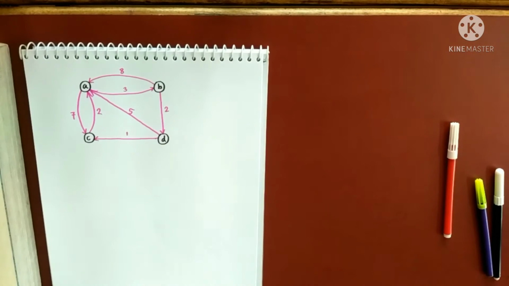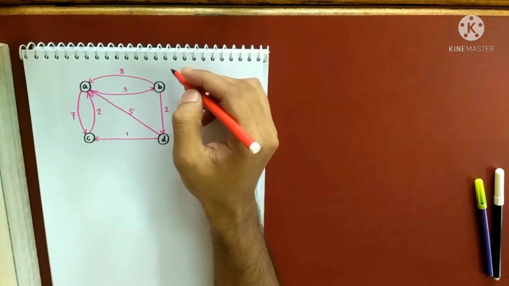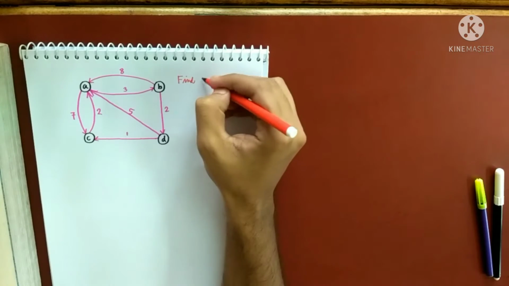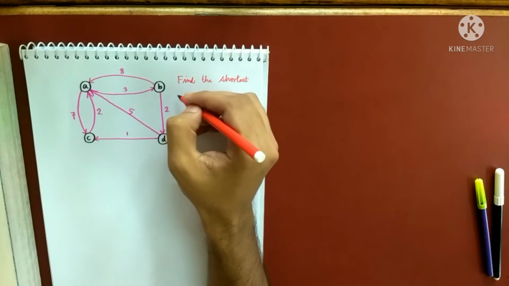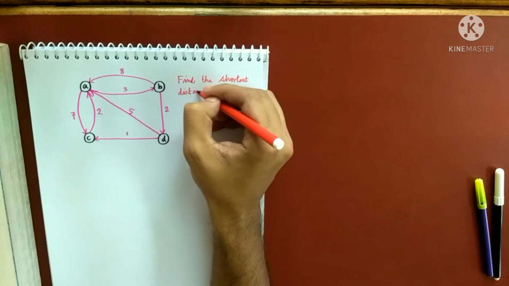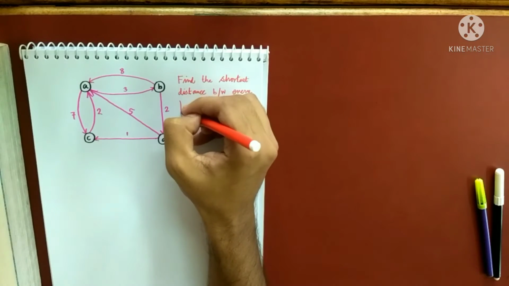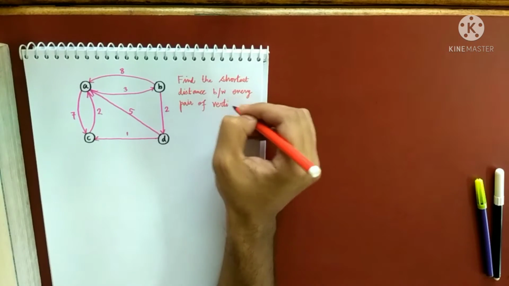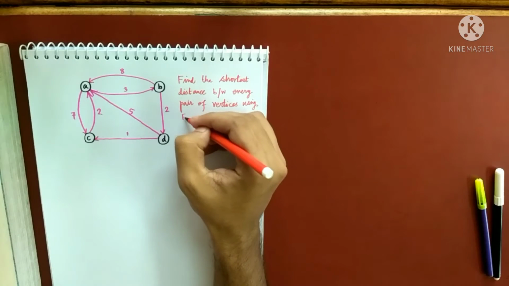So you can see this directed graph. The question is, you have to find the shortest distance between every pair of vertices using definitely which algorithm? Warshall's algorithm. Okay, or you can simply say Floyd-Warshall's algorithm.